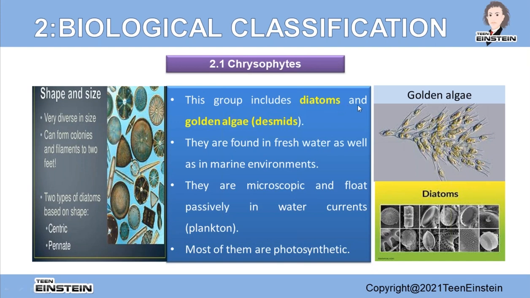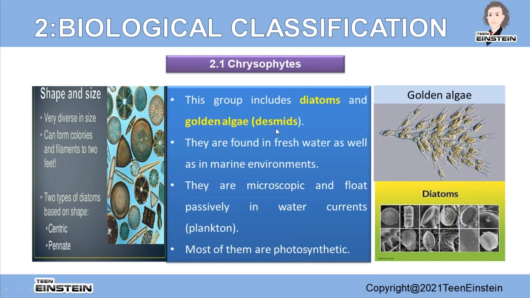In Protista, first one is chrysophytes. This group includes diatoms and golden algae. Diatoms and golden algae are included in chrysophytes. These are diatoms, and here you can see the golden algae. This golden algae is having golden pigment which gives the golden color appearance.